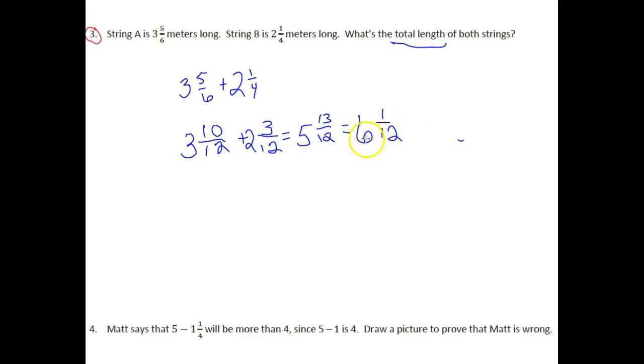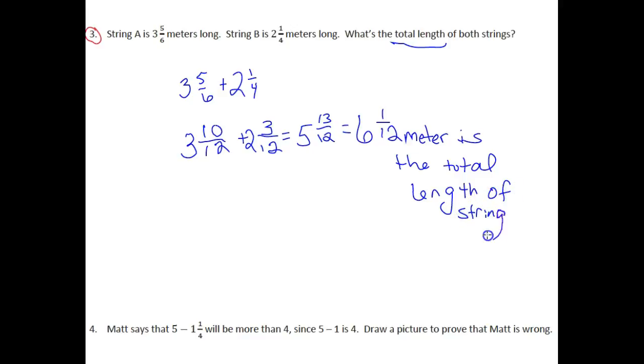Telling you that then 6 and 1/12 meters is the total length of string. There. With our word problem, we've answered with our answer that tells what's happening, what those numbers mean.